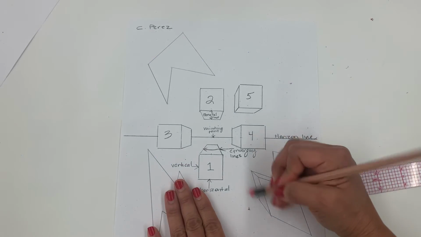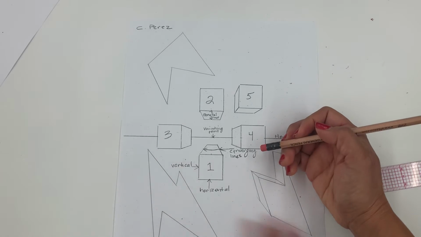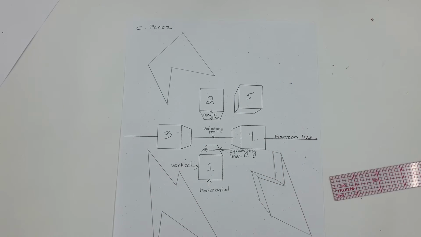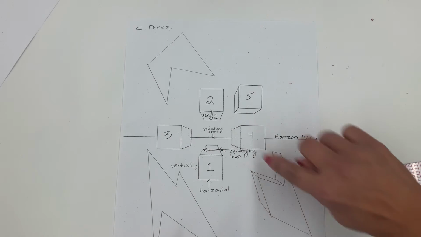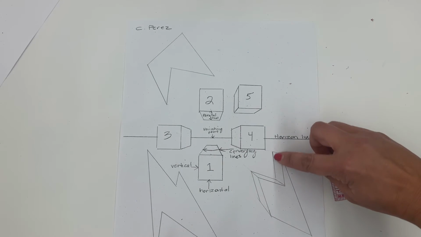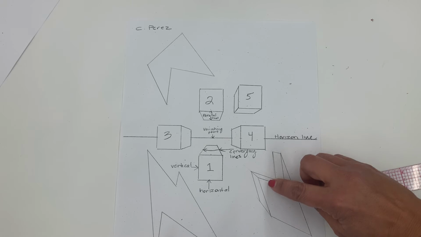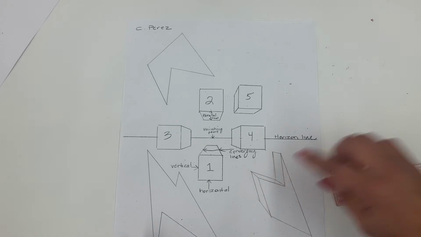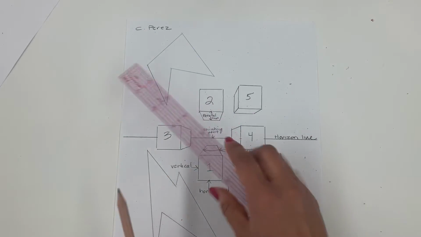And then you can go ahead and erase any extra little lines that you have here or there. So this one is done. Again, the lines going to the vanishing point are your converging lines, and the other lines are parallel to the side of the shape, parallel to the side of the shape, parallel to the side of the shape. And then we're gonna continue, we'll jump over here.